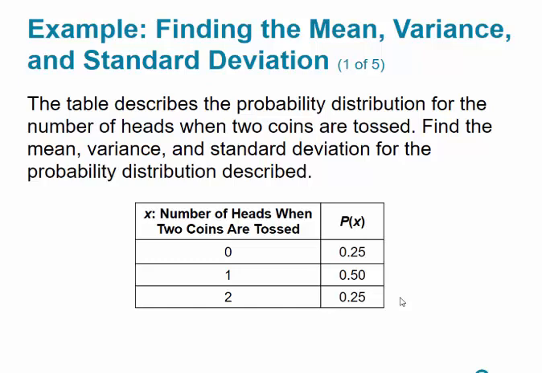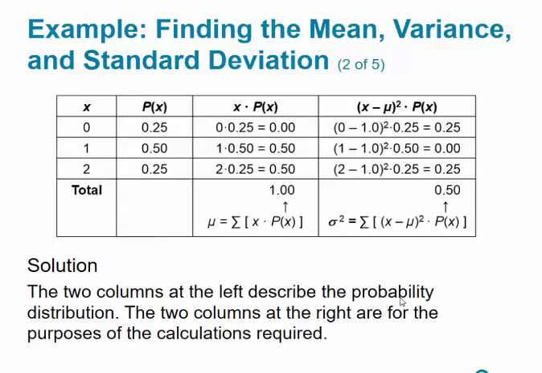So the table describes a probability distribution for the number of heads when two coins are tossed. We're going to find the mean, the variance, and the standard deviation for the probability distribution described. So here we can see x, p of x, x times p of x, and then this notation simply means that we took the values that we got in this column and added them up. And then of course here they used the second formula, which is x minus mu squared times p of x, and then they got this value here, which is the variance.